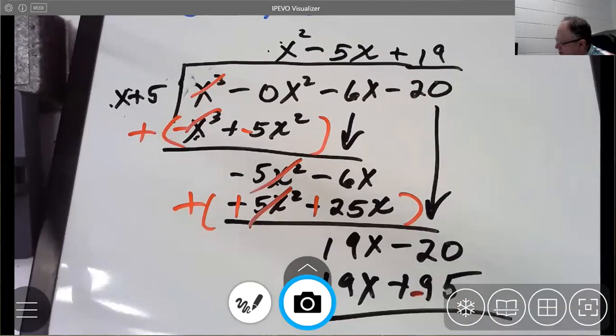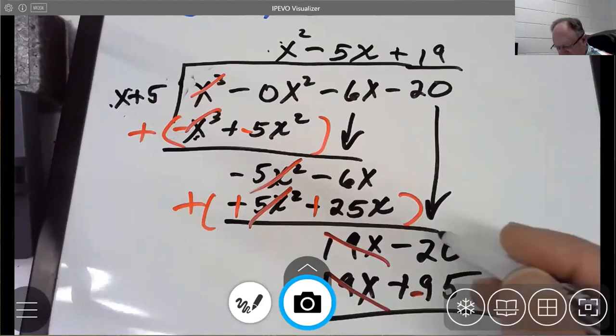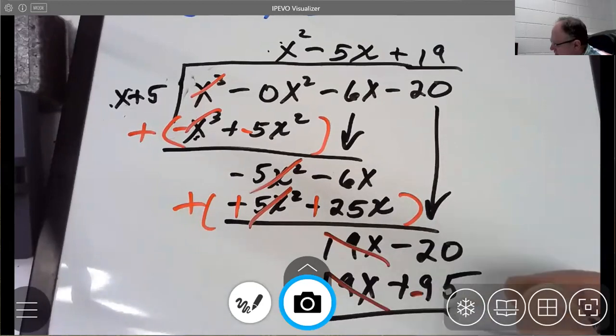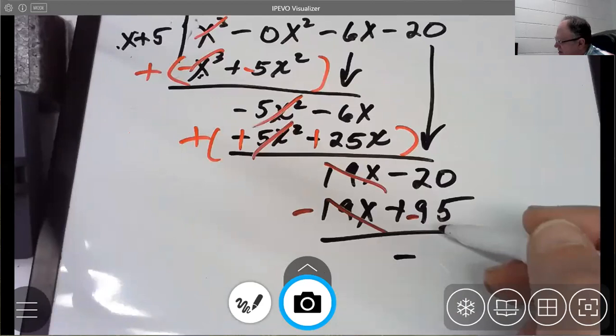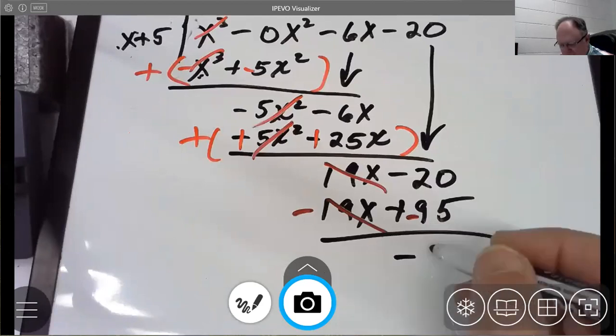And so the 19x's, the x's go to 0, they cancel. And we get negative 20 and a negative 95, so that we're going to add negatives this time. And we get a negative 110.